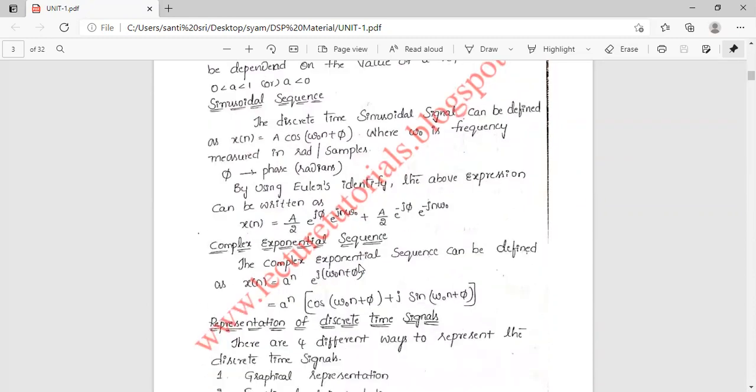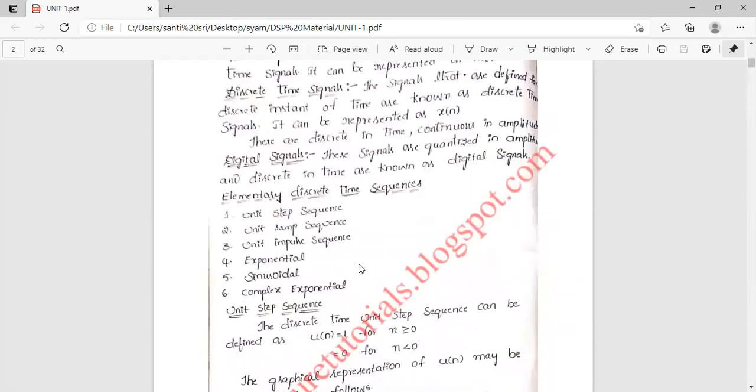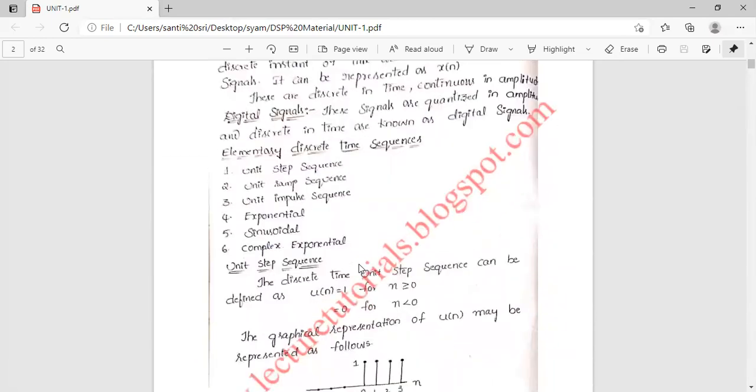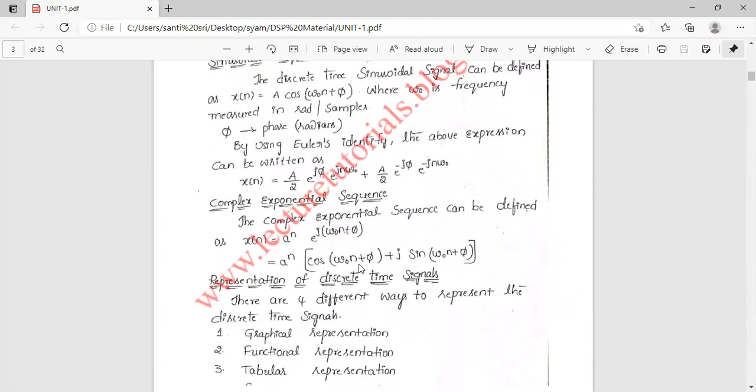Next, coming to the complex exponential sequence. It is in the form of a power n into e power j times omega naught n plus phi. Or we can write this as a power n into cos of omega naught n plus phi plus j sin of omega naught n plus phi. So these are all the elementary discrete time sequences.